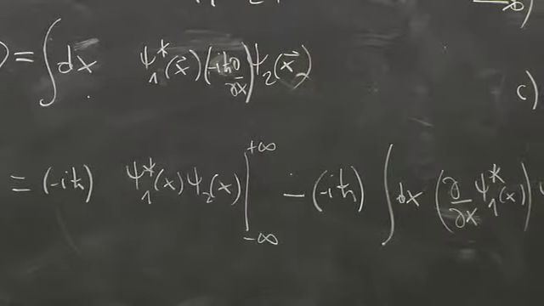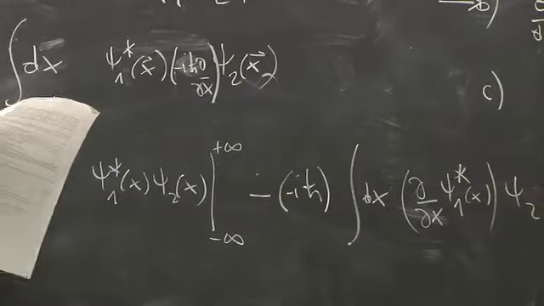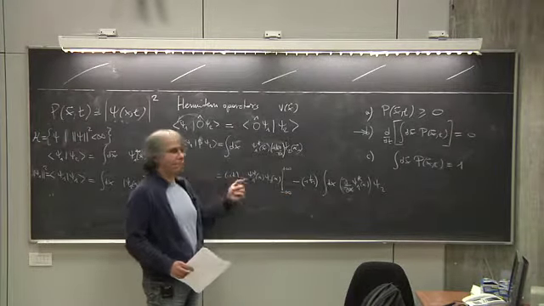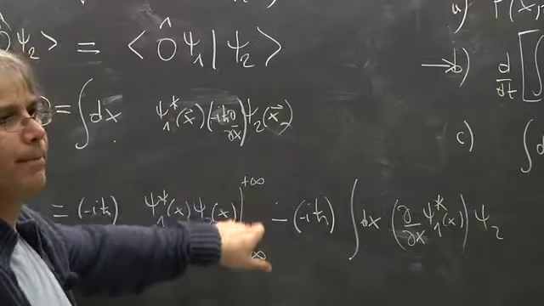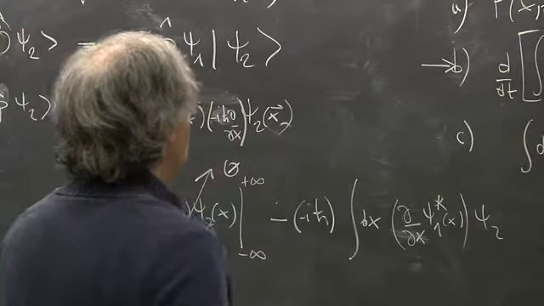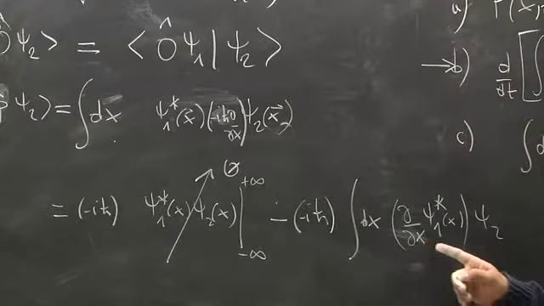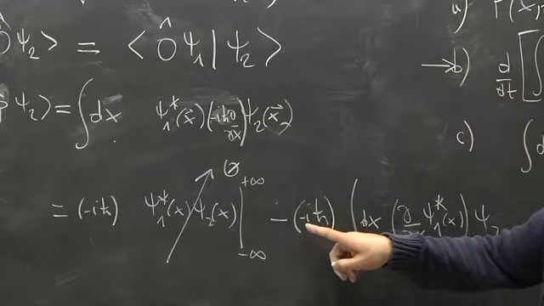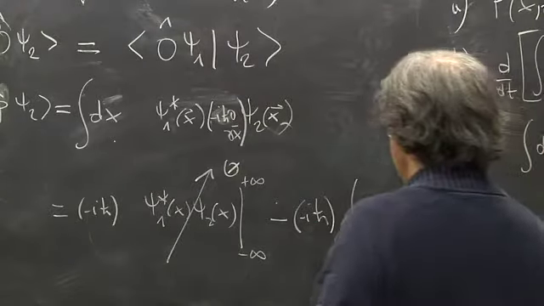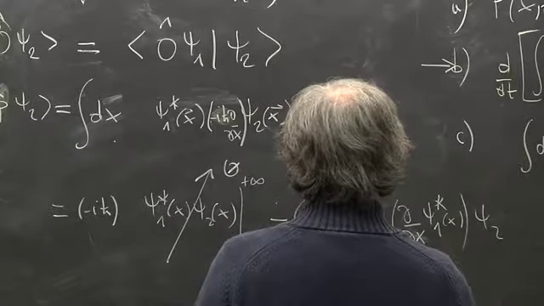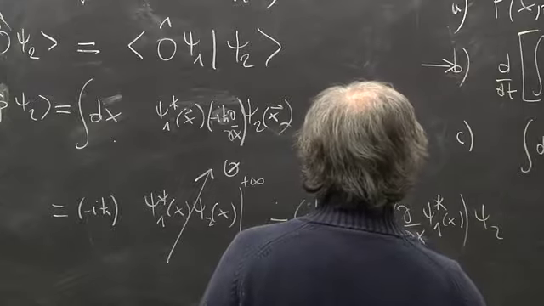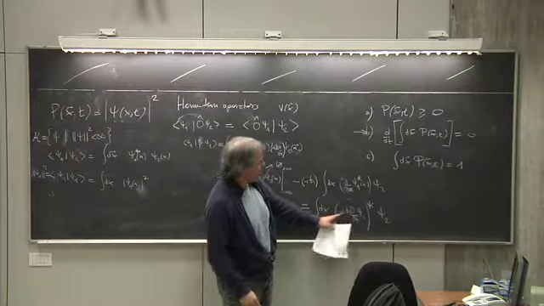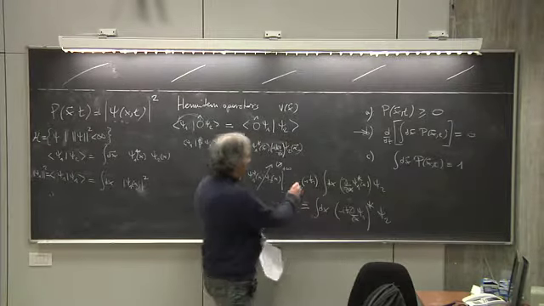Now, these functions are normalizable. I am working on the assumption that these are states that are normalizable. Therefore, for very large x or negative large x, both functions should decay to zero. And therefore, this boundary piece is just zero. Let us now look at this object. This is certainly the derivative of psi 1 star, or the derivative of psi 1 all star. But you see that here I have a plus i. Now, I can equivalently write this as the integral over dx of minus i h bar times the derivative of psi 1, all star, psi 2. Let's verify. The minus i with the star becomes plus i. And this is indeed the plus i.